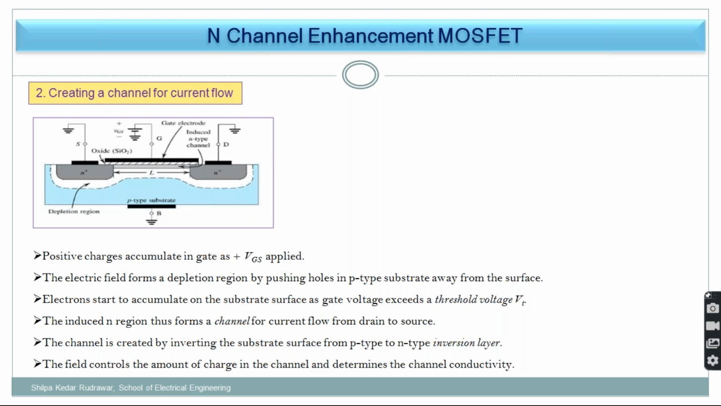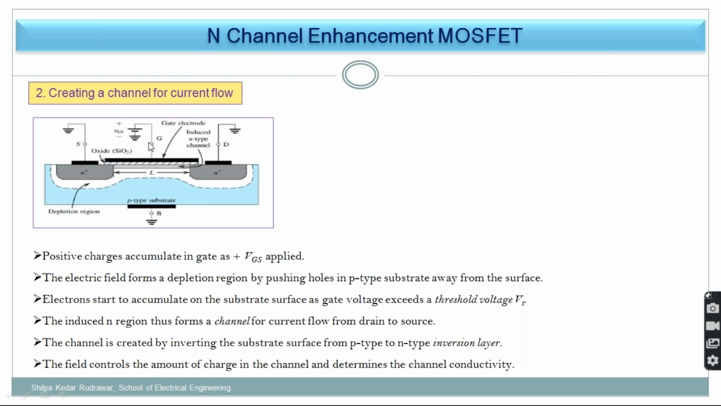So for an N channel, I require electrons to flow for the flow of current, because it is a unipolar device. I already told you. So I have to apply VGS greater than VT so that there is a formation of the inversion layer. Now just tell me, what is the voltage VGS present over here? It is whatever VGS you have applied, because this is grounded. So VGS is nothing but VGS over here.